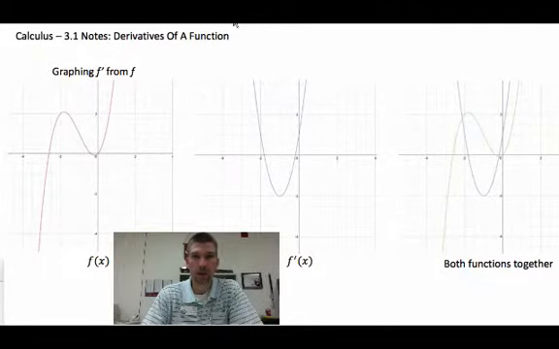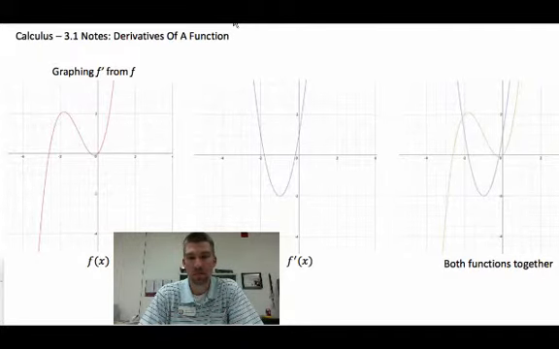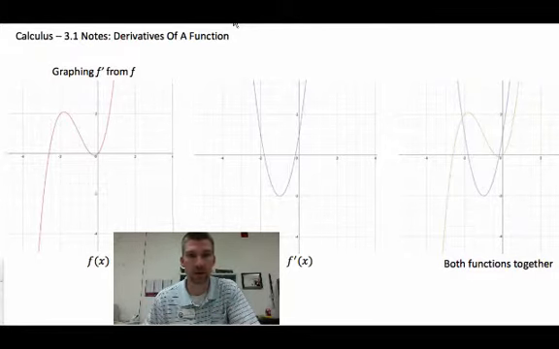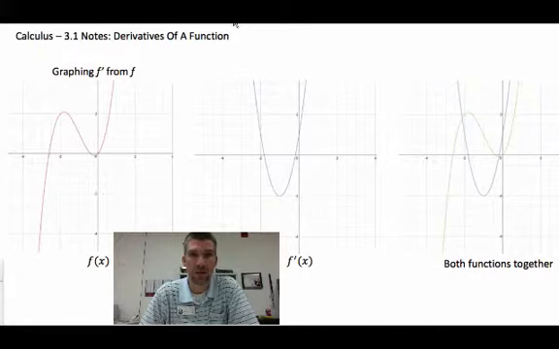All right, so here we've got a series of relationships that deal with the derivative and its parent function, the function that the derivative comes from, and their graphs. There's a lot that we can get from this, and we're going to spend a lot of time later comparing the graphs of a function and its derivative. But let's just look at some basic things right now.